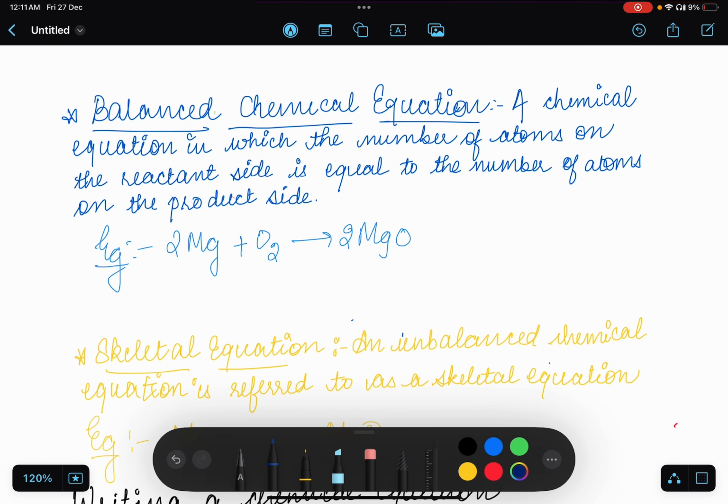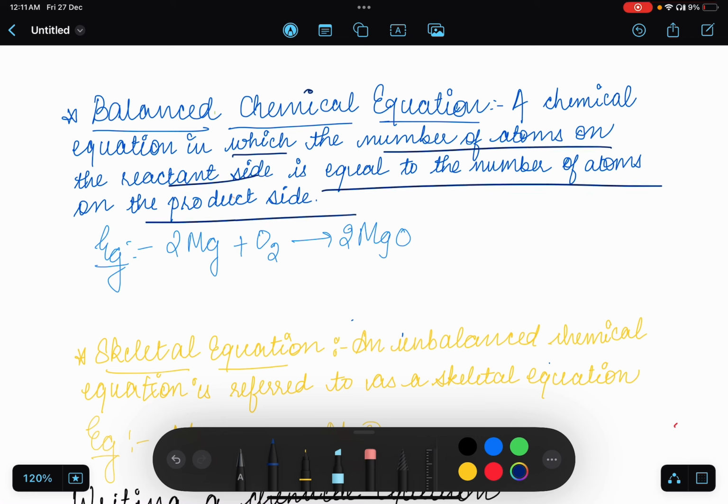What is a balanced chemical equation? A balanced chemical equation is the equation in which the number of atoms on the reactant side is equal to the number on the product side, because the law of conservation of mass states that the mass of atoms on the reactant side has to be equal to the mass of atoms on the product side, because mass can neither be created nor be destroyed. So this is a balanced chemical equation: 2 Mg plus O2 gives 2 MgO.